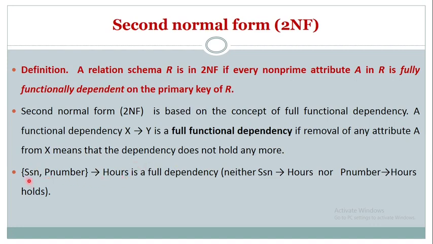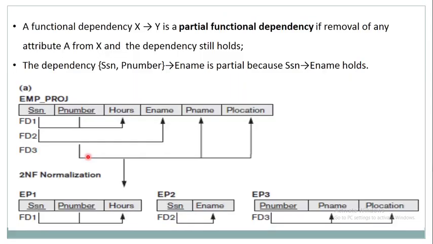Consider this functional dependency: SSN, project number determines hours. Hours is the number of hours an employee works on a particular project. To determine hours we need both SSN and project number, so this is an example of a fully functional dependency. What is a partial functional dependency? X determines Y is a partial functional dependency if removal of any attribute A from X and the dependency still holds.